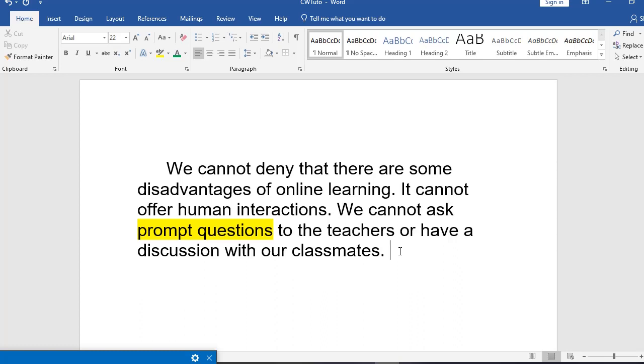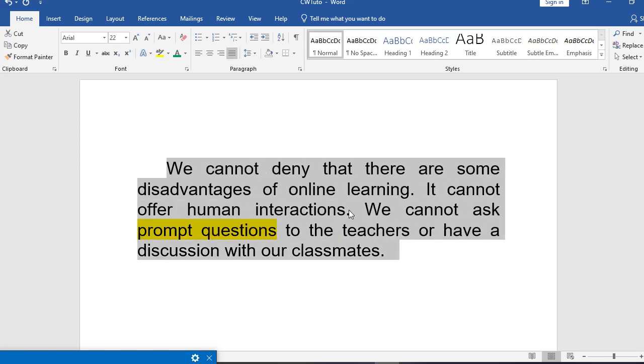So you cannot do that when you do online learning. Even if your teacher does the Google Meet with you, because some of you are just pretending that you are online, then you turn off your mic, you turn off your cam, and you do something else, right? So you cannot ask prompt questions to the teachers, and you cannot have a discussion with your classmates. So that's the disadvantage. Everything you have to do on your own.